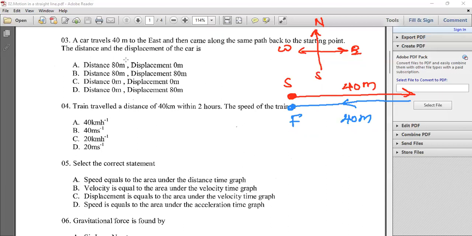And if they ask us for the displacement, you can obviously understand the displacement is the shortest possible linear length between the starting point and the end point, and that would be 0 here, because the object finishes its journey at the place where it started the journey. So there will be no linear length between the starting point and the end point of this journey. So the distance of the journey is 80 meters, and the displacement of the journey would be 0.